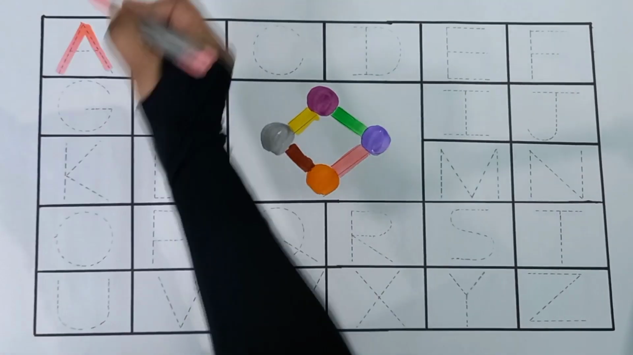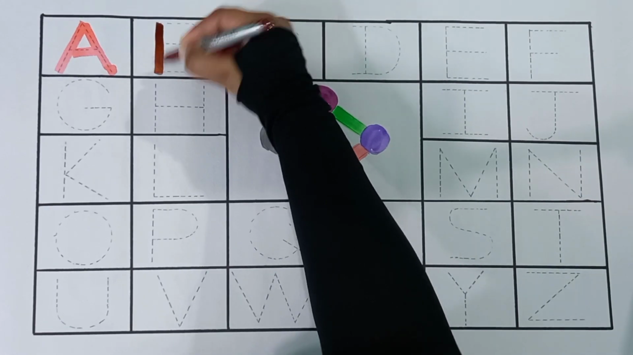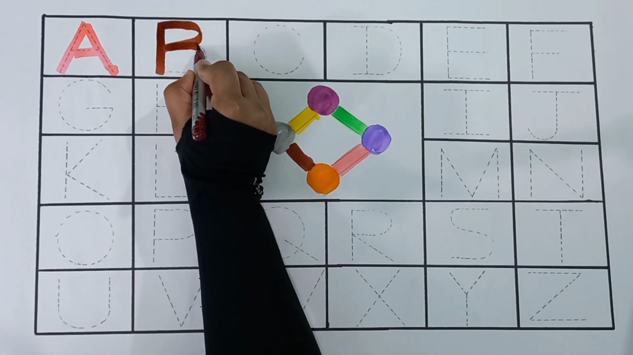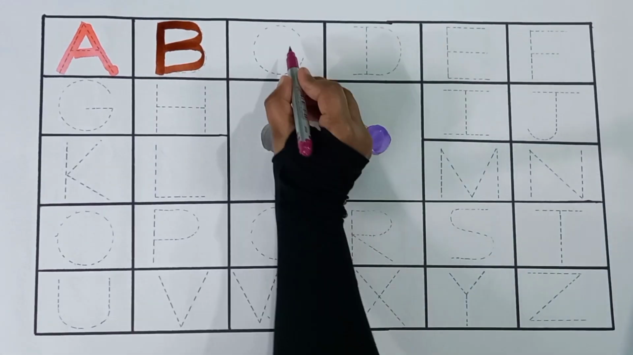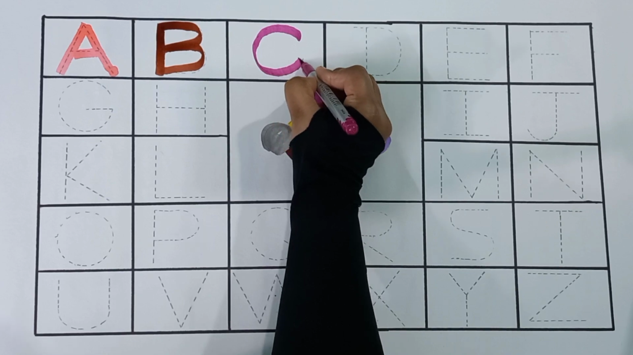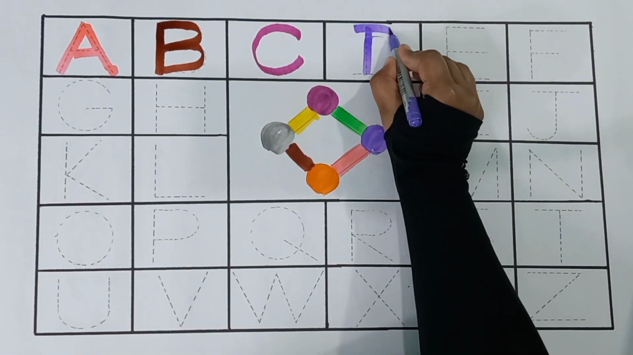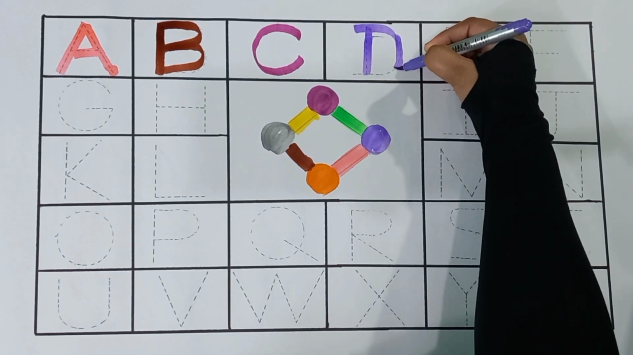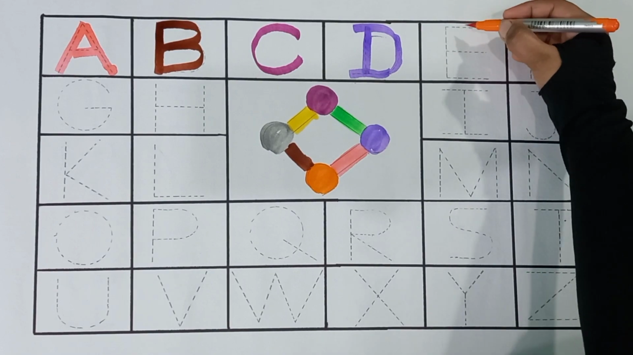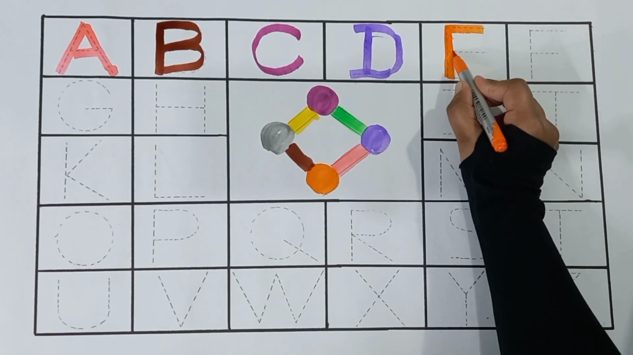A. A for ant. B. B for butterfly. C. C for cow. D. D for dragonfly. E. E for elephant.